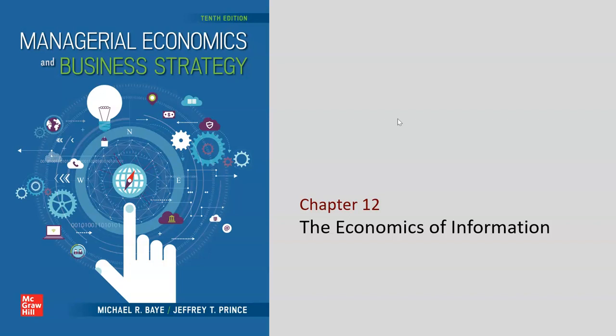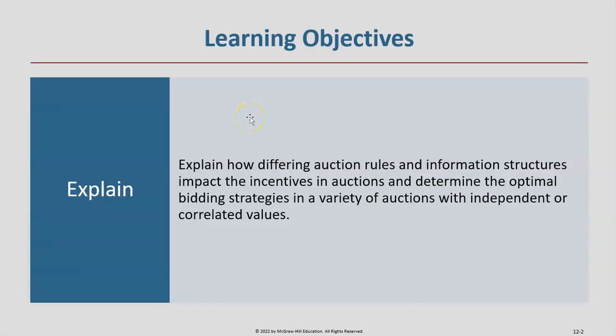It's all good stuff, but in my opinion, we've run out of time, and I am going to focus just on the section of chapter 12 that looks at auctions. So the only learning objective for this chapter is to explain how differing auction rules and information structures impact the incentives in auctions and determine the optimal bidding strategies in different auctions.